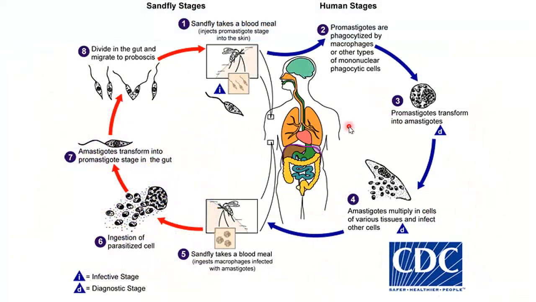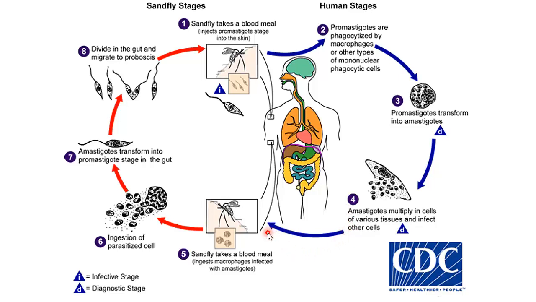We look at the life cycle of Leishmaniasis briefly. We have a vector, which is the sandfly. Now, this injects the promastigote form of the parasite during a blood meal in the humans. These promastigotes are phagocytosed by macrophages and other mononuclear phagocytic cells at the site of the bite. Further on, they transform into amastigotes, and these amastigotes multiply in cells of various tissues, primarily the reticuloendothelial system, and infect other cells.